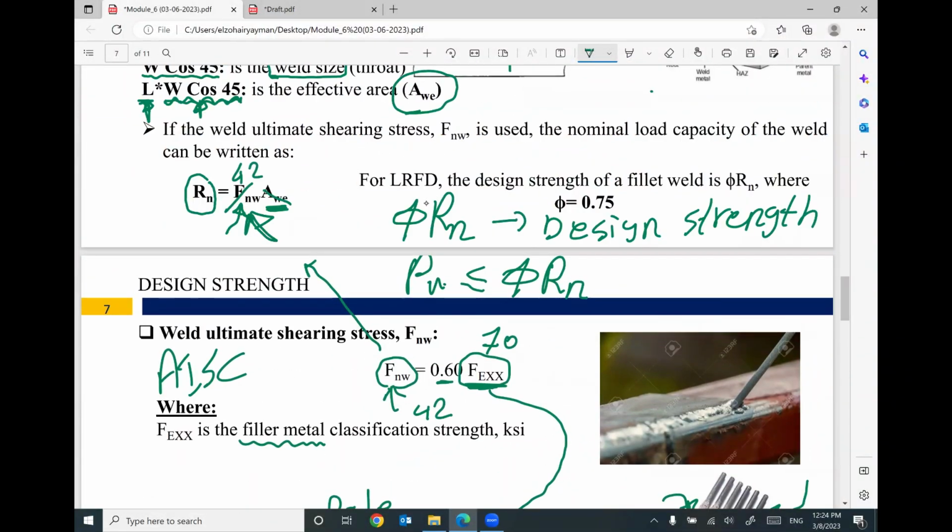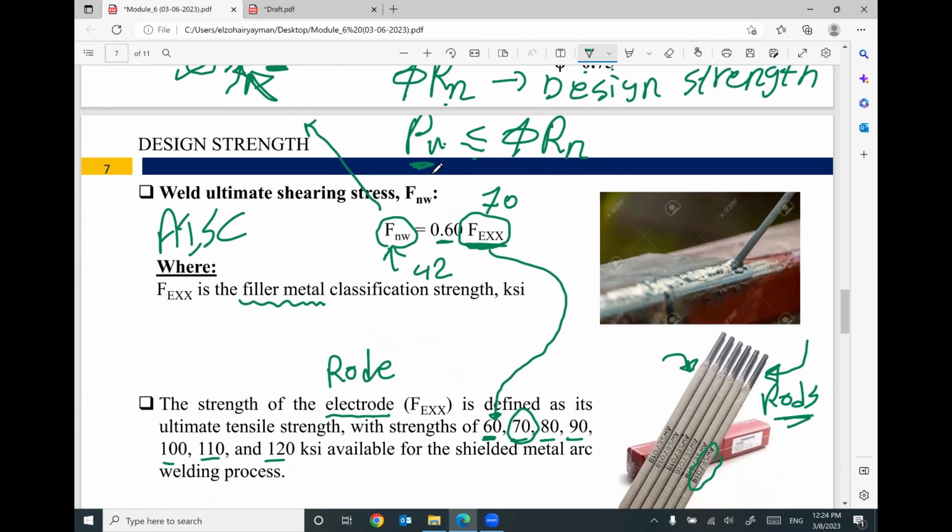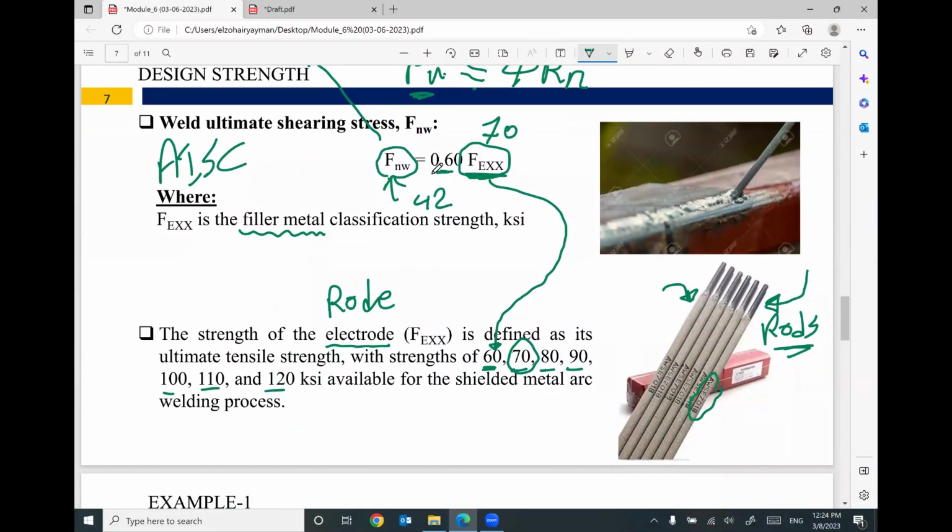And what is the area W effective? You can find the Rn, multiply it by 0.75. You can get the design strength of your welded connection. Make sure your P ultimate is smaller. If it's not, it's unsafe. Did you understand the concept of welded connection? It's very easy.